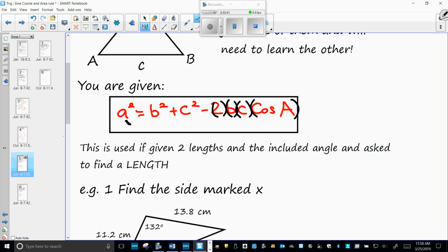So if I had a triangle like this, and I was trying to find this length, and I know this one's 7, this one's 11, and I know this one's 24, I cannot use the cosine rule. Because I do not know the angle opposite the length I'm trying to find. So this angle here has to be involved in your question. You need to know the angle opposite the length you're trying to find.